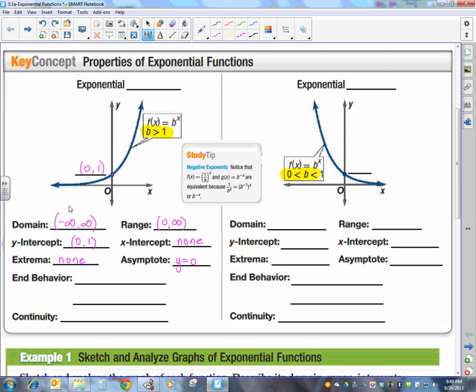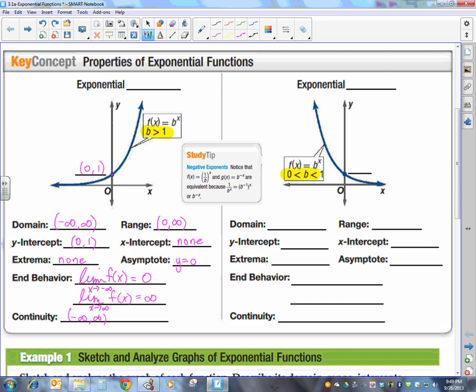And our asymptote is y equals 0. So as we go, which is what we're fixing to talk about, the end behavior, okay? Our end behavior says the limit as x approaches negative infinity, that's going to be my left arrow, of f of x equals 0, because that left arrow is getting closer and closer to 0. And the right arrow is the limit as x approaches positive infinity of f of x, and that of course equals infinity. Our continuity is everywhere, so we write negative infinity to infinity.